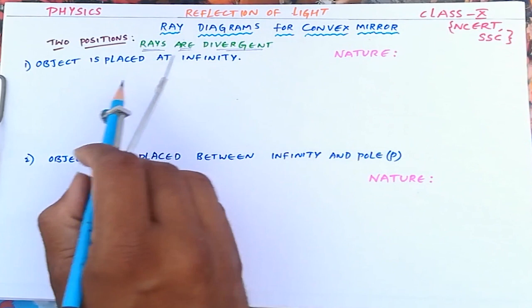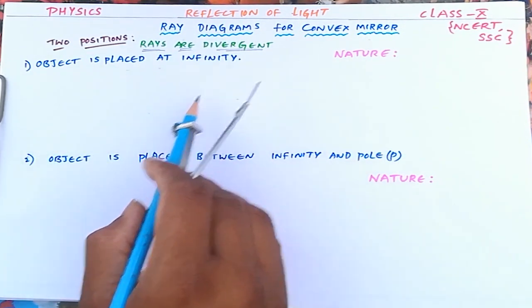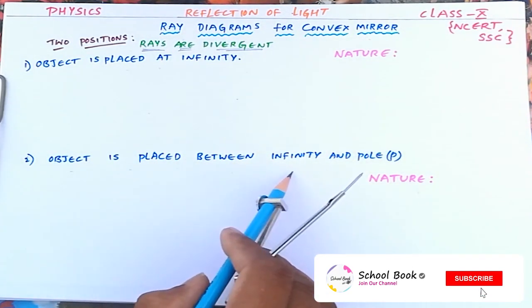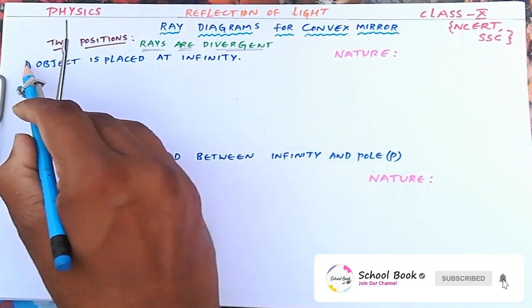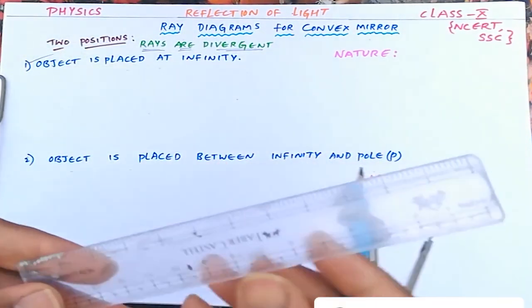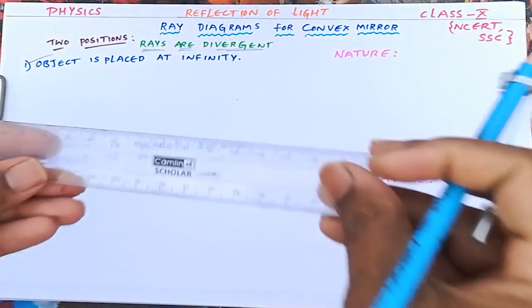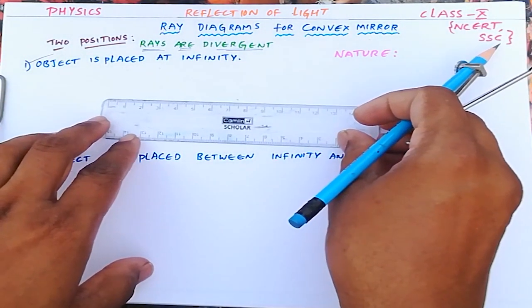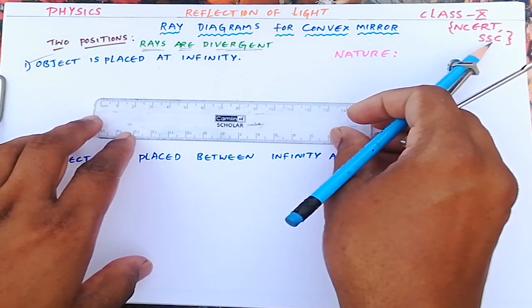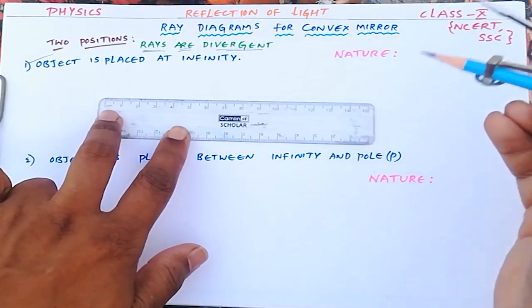We know for a convex mirror there are two cases: the object is placed at infinity, and the object is placed between infinity and pole. So first I am explaining the object placed at infinity. Taking the measurements on the scale, I will take exact values.